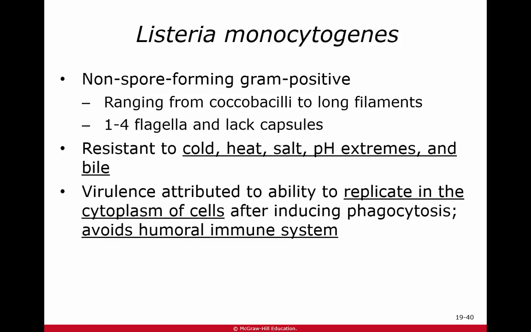It can range from cocobacillus to long filaments. Cocobacillus means that it's a bacilli, but it's kind of fat and stumpy, short, kind of plump. And then, of course, long filament would mean that they're long. So they can range in size. They don't just take one characteristic size. They do have flagella, but they don't have capsules.